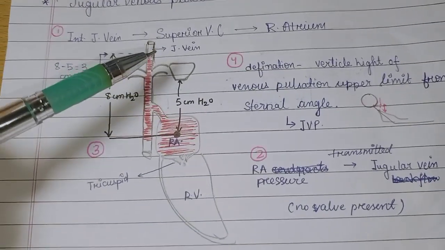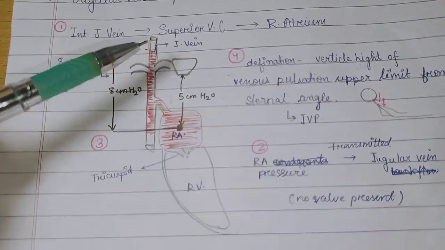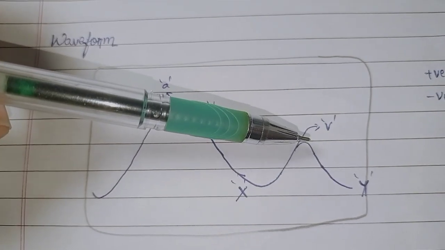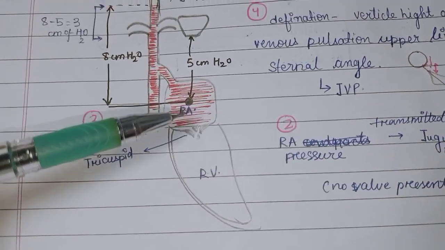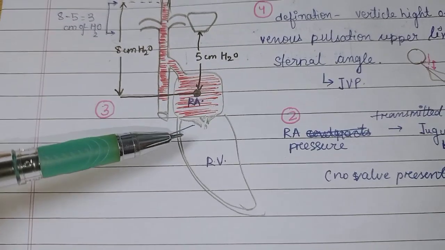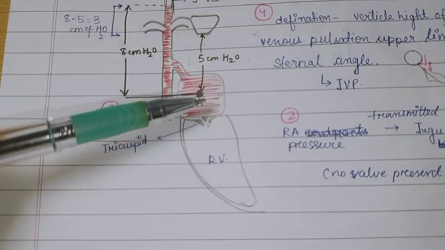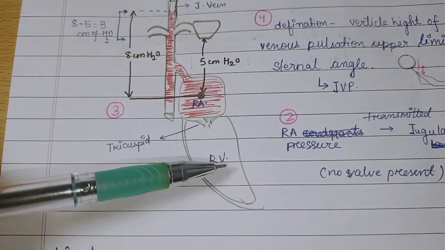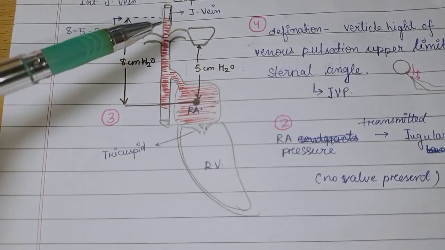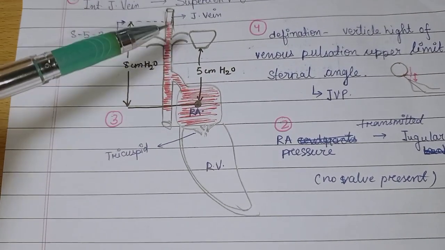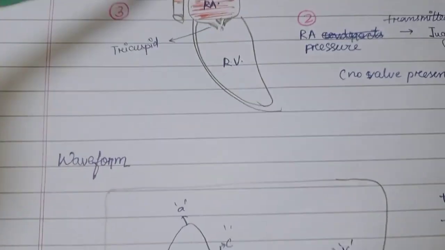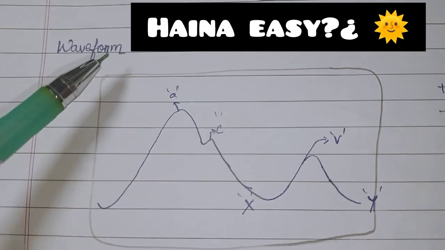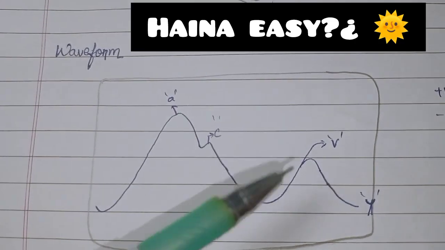Now after the blood level has increased, we can see there is again a decrease. But why? Because after the right ventricle relaxes, the blood from the right atrium will flow into the right ventricle, due to which this blood level will come down, as we can see in this graph. So this is the waveform A, C, X, V, Y.